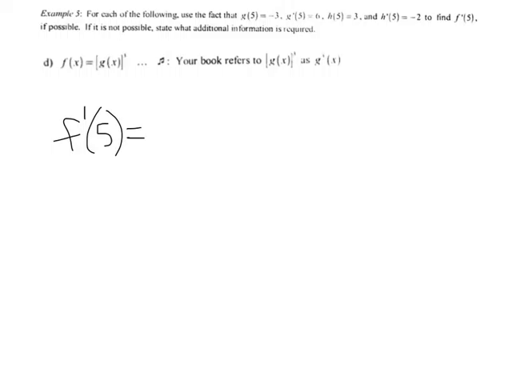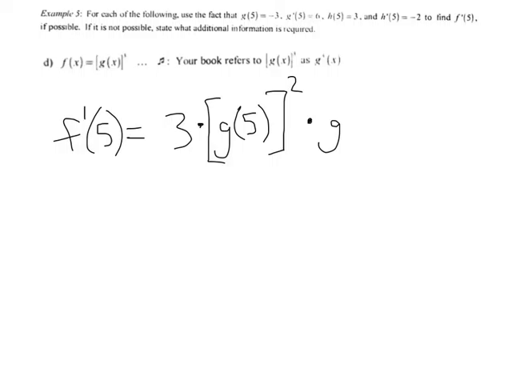Chain rule says bring the 3 down to the front, keep the original base the same. So we're going to have G of 5 yet. And that's going to be raised to a power now, not cubed, but now it's going to be squared. And then within that we need to multiply by the derivative of the inside function. So the derivative of G at 5.